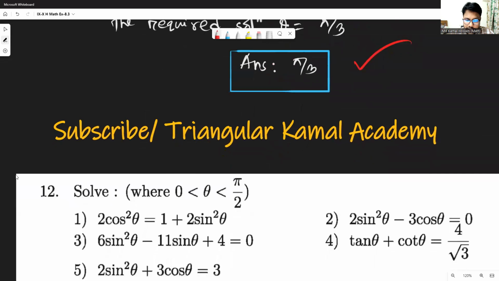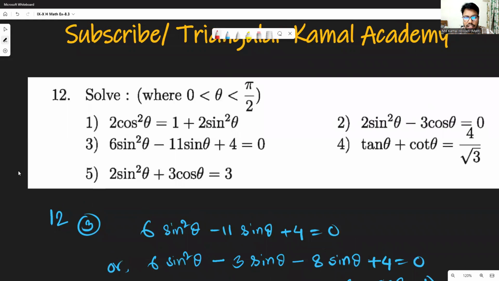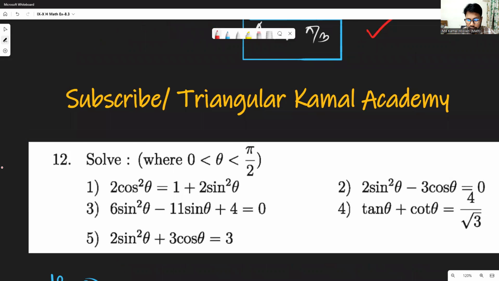So now, dear students, give attention to the third question. In the third question we see 6 sin square theta minus 11 sin theta plus 4. In this equation, we see only one trigonometric ratio, which is sin theta. So you do not have to convert here. Just do the middle term factor.